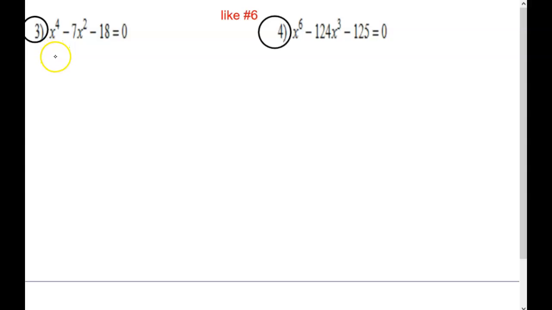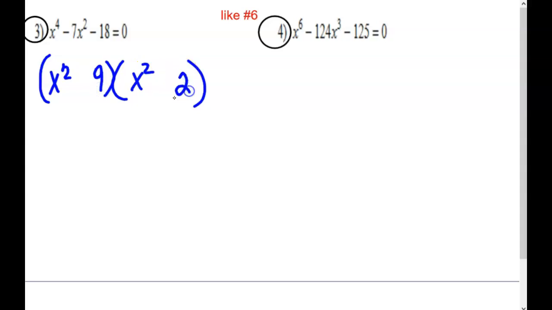All right, number 3 is very similar. That's why I did that one. It has only an x to the 4th and an x squared. So we can break that x to the 4th into an x squared times an x squared. Factors of 18 that might give us 7. 9 and 2, okay? So we'd have a 9x squared on this arch and a 2x squared on this one. We need a -18, so one of them needs to be negative. And we need it to add up to -7, so I'm thinking the 9 needs to be negative.